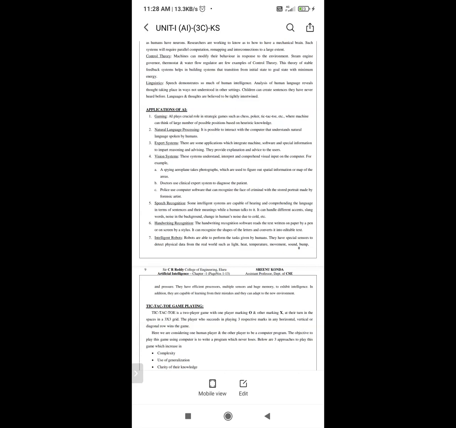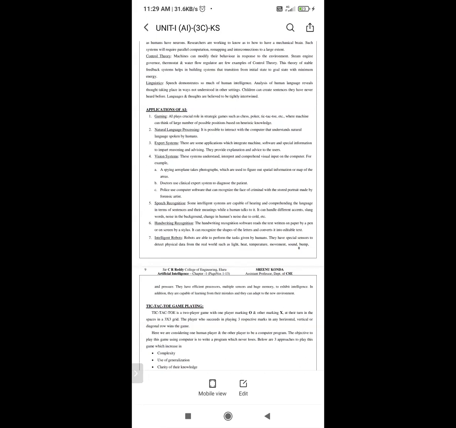So in order to have a conversation with the system, we need this speech recognition software, right? This software recognizes the speech, whatever the user speaks, it is going to hear it and comprehend the language based on the sentences.